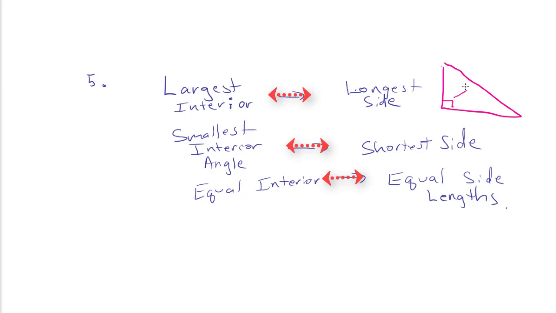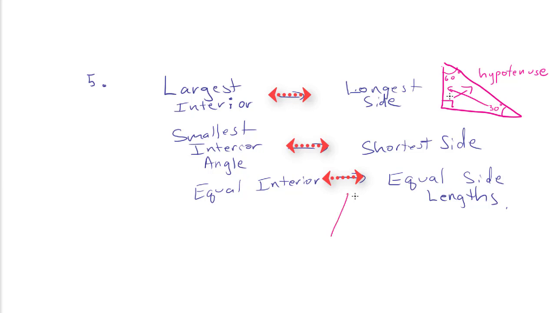That is opposite the longest side of our triangle, our hypotenuse. Likewise, the smallest interior angle is opposite the shortest side. So for example, if this were 30 degrees and this were 60 degrees, the shortest side of this triangle would be opposite the 30-degree angle. It would be right here. Lastly, equal interior angles are opposite equal side lengths.